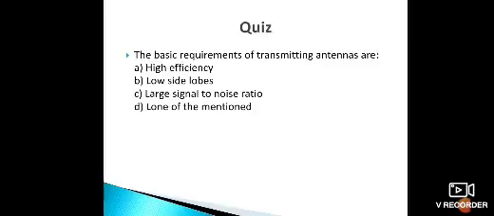So what are the basic requirements of our transmitting antenna? High frequency, low side lobes, large signal to noise ratio, none of the mentioned. High frequency is the major requirement of the transmitting antenna. That means whenever we select the transmitting antenna for our radar system, first of all we should choose the high efficiency transmitting antenna, so that it can be used for our radar system.